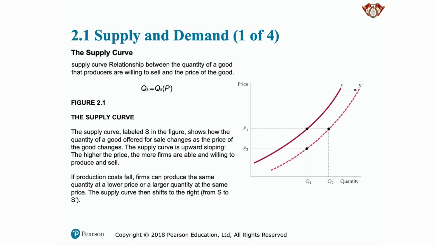But for other things, for example, if production costs fall, then the supply curve shifts to the right. Firms can produce the same quantity at a lower price or a larger quantity at the same price. The supply curve then shifts to the right, right? So there is movement along the supply curve and shift in the supply curve, okay? Two quite different things. Anyway, this concept is an old one. You already studied this kind of idea in introductory level microeconomics.